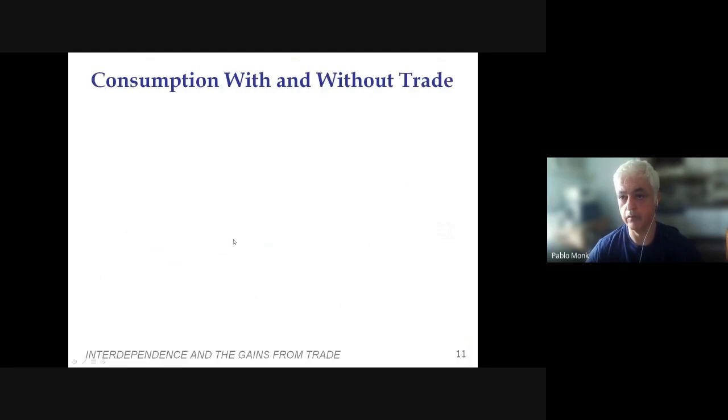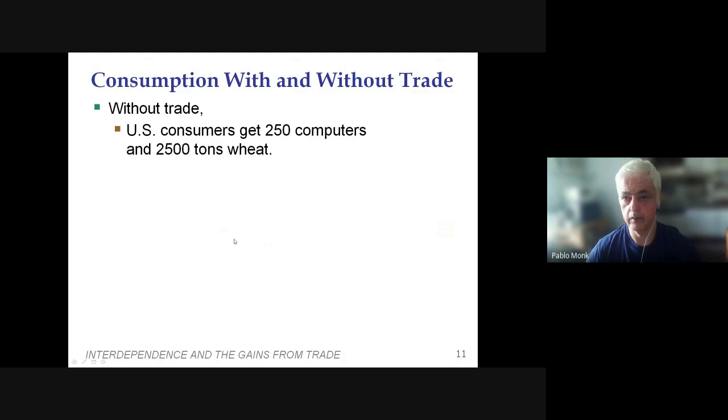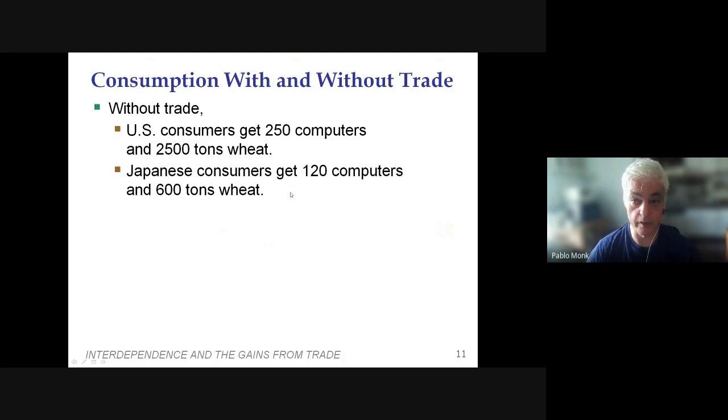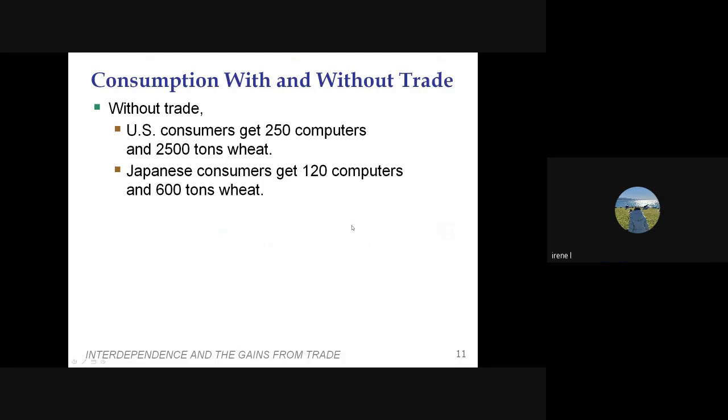Okay, great. So now, without trade, what does that mean? U.S. consumers, so if there was no trade, if the U.S. says we're going to just care about ourselves, and Japan says we're just going to care about ourselves, what does that mean? There are 250 computers and 2,500 tons of wheat per month that U.S. consumers can buy. The same thing in Japan, but it's a much lower number because they're not as efficient and they have fewer worker hours. So they could get 120 computers and 600 tons of wheat. All clear, right? Okay, cool.